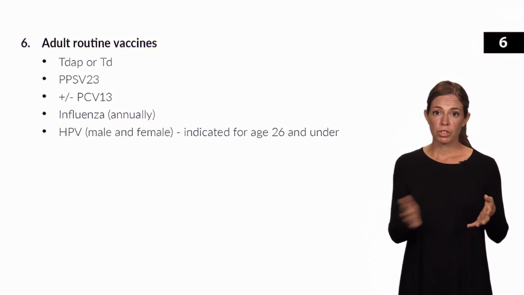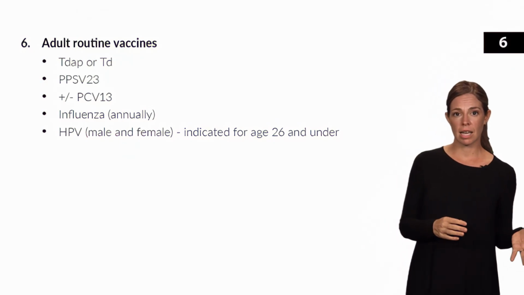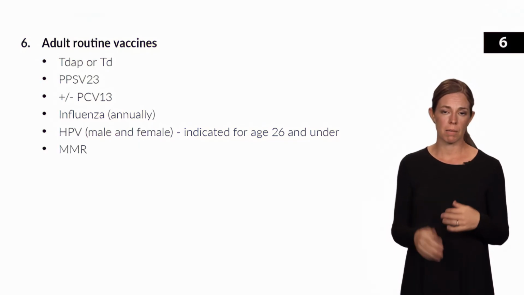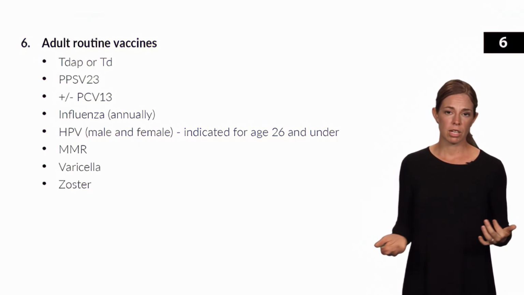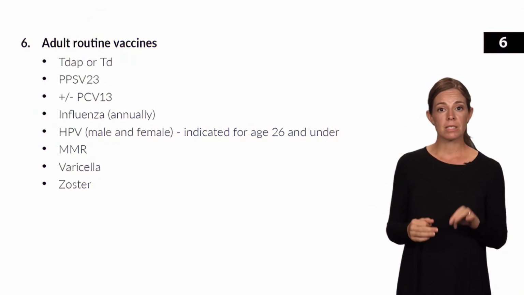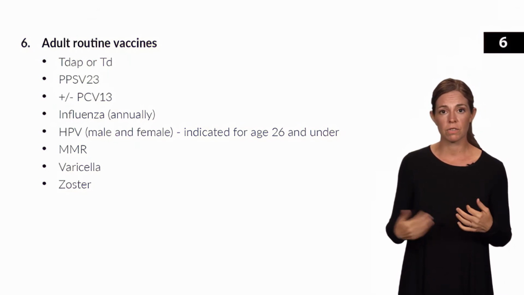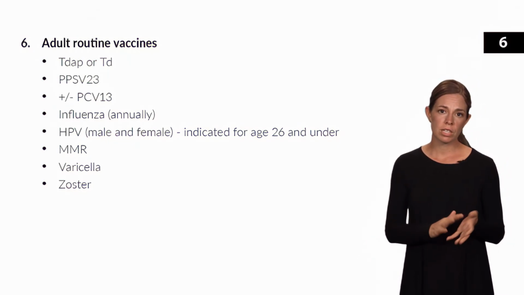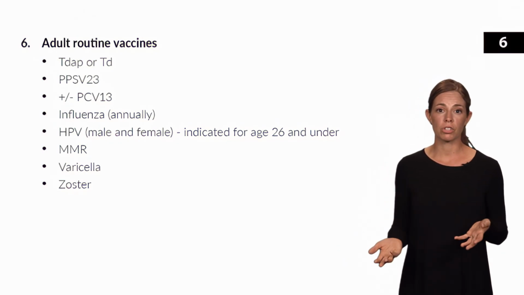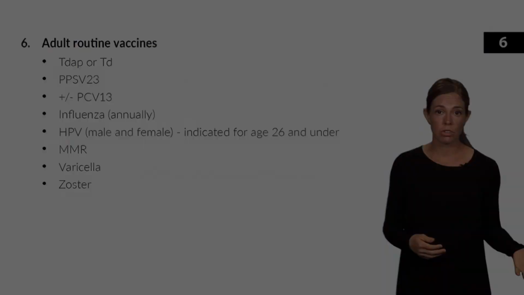HPV is recommended for young women and men up to age 26 if they were not vaccinated as adolescents. And then again, you might also need to do catch-up vaccines with MMR and varicella if a person has never had the disease or the vaccines. And finally, the herpes zoster or shingles vaccine is indicated in all patients over the age of 60. So we assume that folks in this age group all had chickenpox as children, which means they're all at risk for shingles. And you can even give this vaccine to a person who has already had shingles.